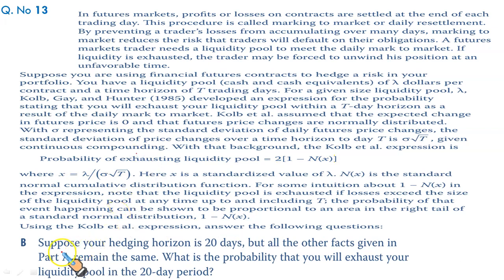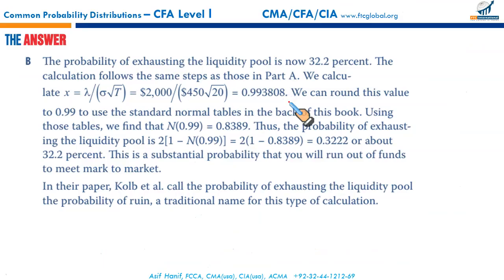Alright, same question. Suppose your hedging horizon is now, instead of 5, it's now 20 days. Hedging horizon is 20 days, but all the other facts given in part A remain the same. What is the probability that you will exhaust your liquidity pool in a 20 day period? You will do the same thing we've just done. You will do exactly the same thing. Let me just take you directly to the solution.